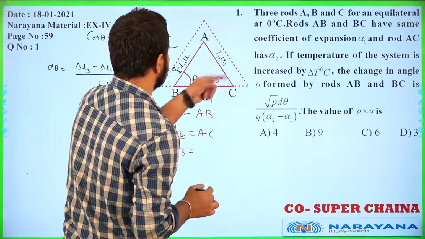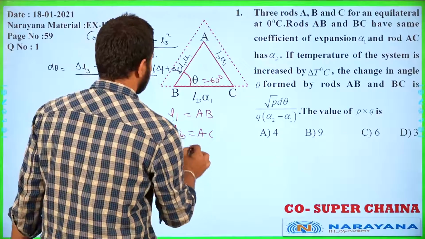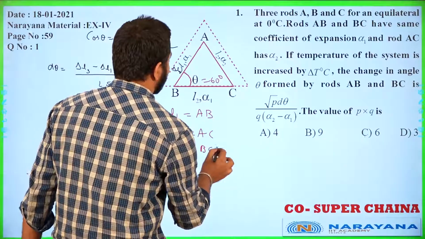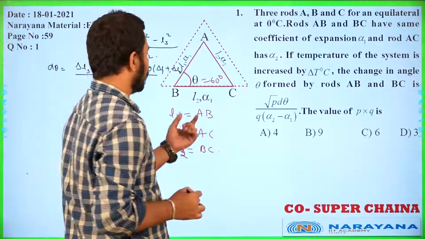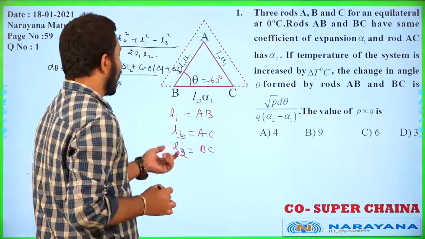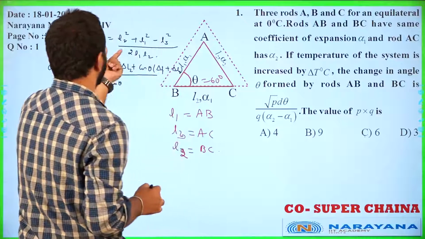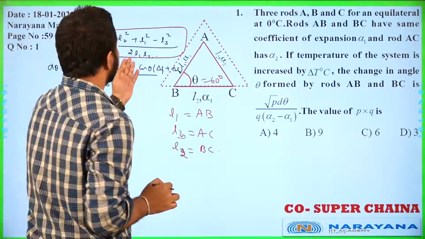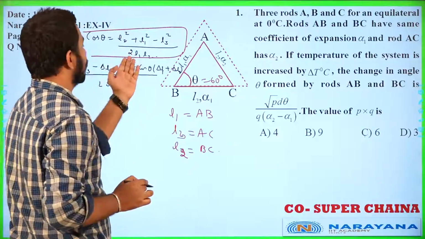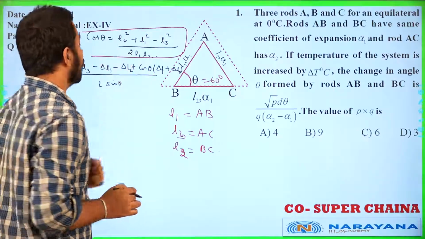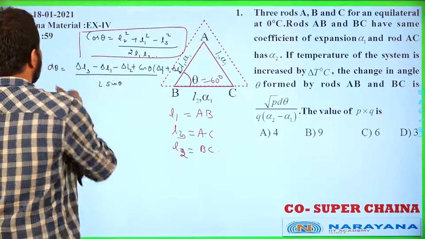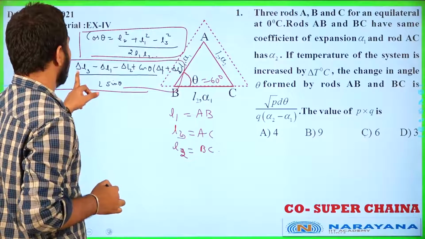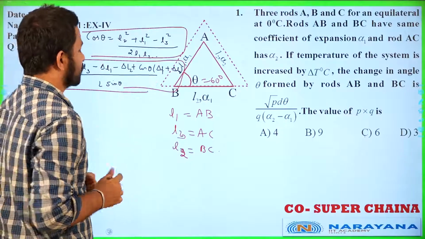Okay, L3 is AC and BC will be L2. This is my value. Now, if you see here, I can write cos theta as (L2 square plus L1 square minus L3 square) by 2L1. I am applying the cosine rule here. Now differentiate this, so we will get d theta as this one.